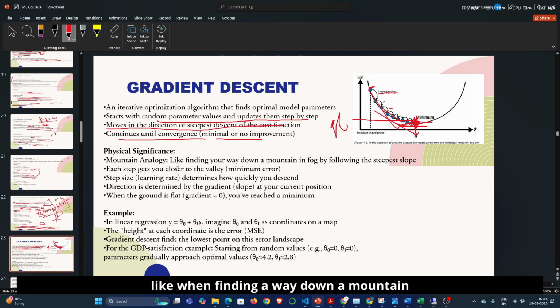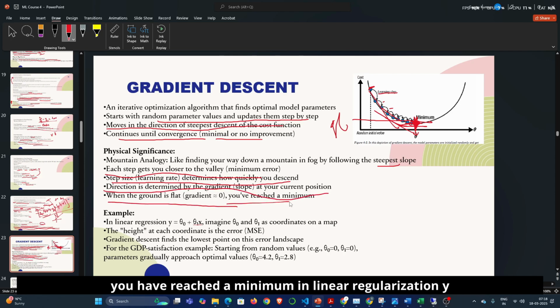Let's say a mountain: it's like finding our way down a mountain in fog by following the steepest slope, right? We can't see the path, but we can follow the steepest slope. Each step gets you closer to the valley. Step size determines how quickly you descend. Direction is given by the gradient, the slope at your current position. When the ground is flat, you have reached a minimum.